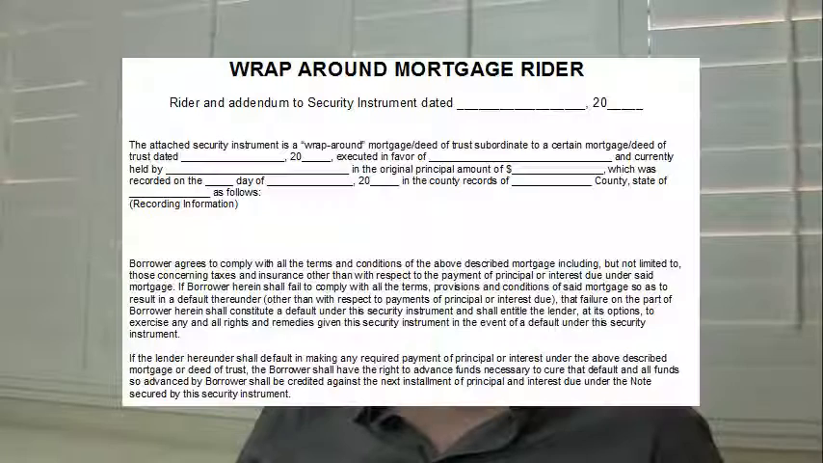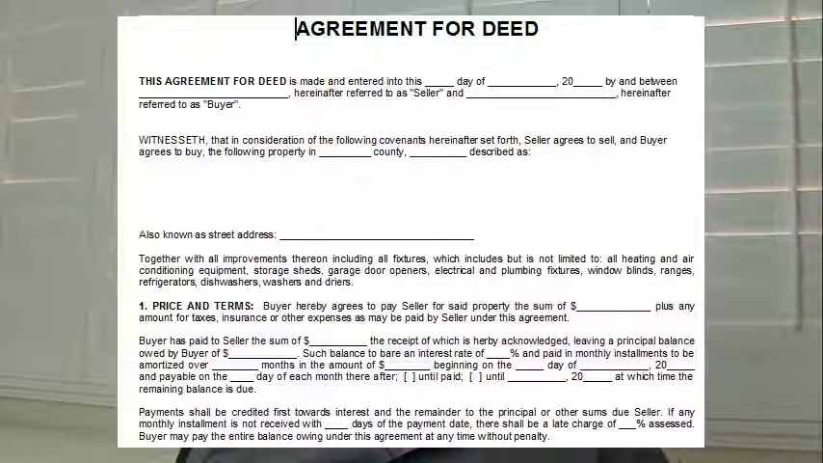when there's existing financing and you want to buy the property, you can do a wraparound mortgage. And a wraparound mortgage has got to do with a mortgage document, and then a mortgage note, and then a wraparound mortgage rider. And those are just some of the wraparound mortgage documents that we use. And then we move on to contract for deed and agreement for deed.